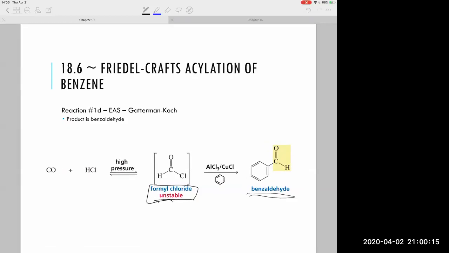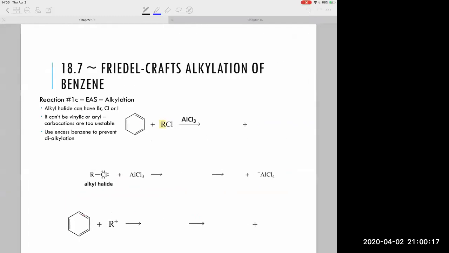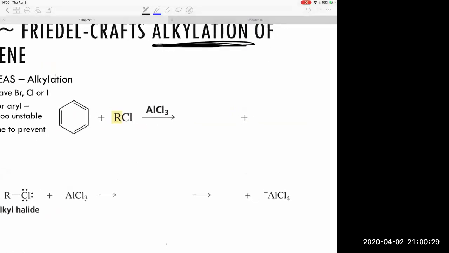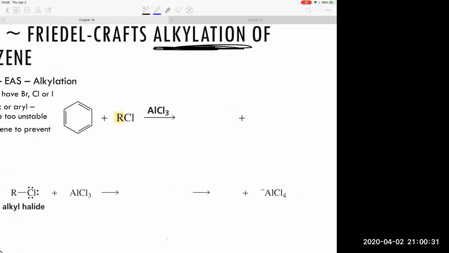Okay, so that's how we acylate. Now we're going to go to our alkylation reactions, right? So this is just sticking an alkyl group on your benzene ring. Again, these are the same sort of electrophilic aromatic substitution, right? So I'm going to be substituting a hydrogen now for some alkyl chain.